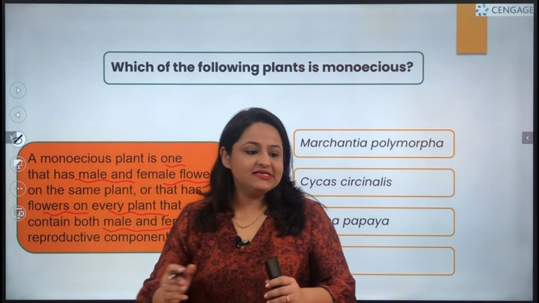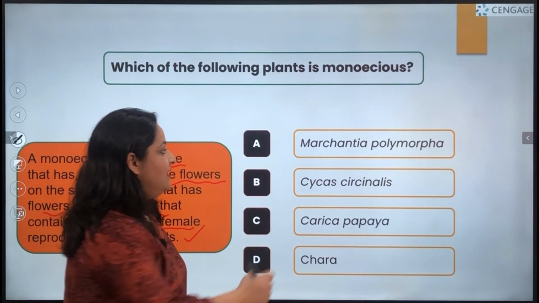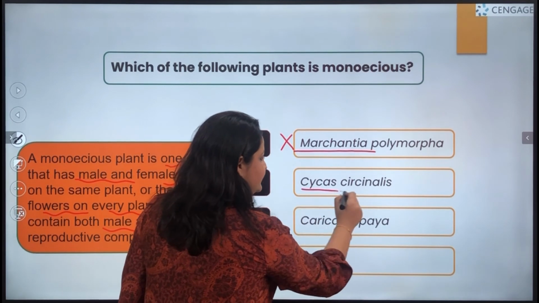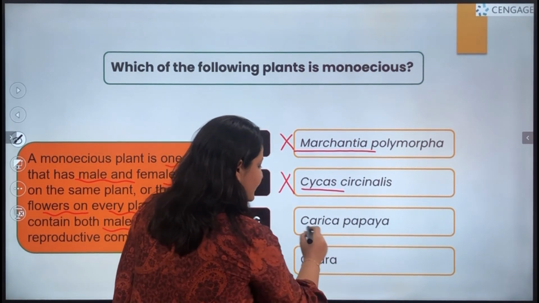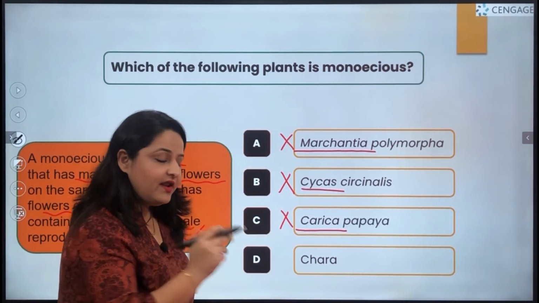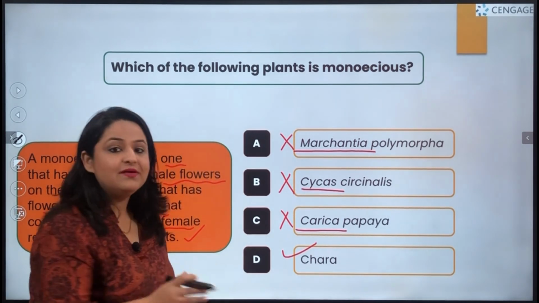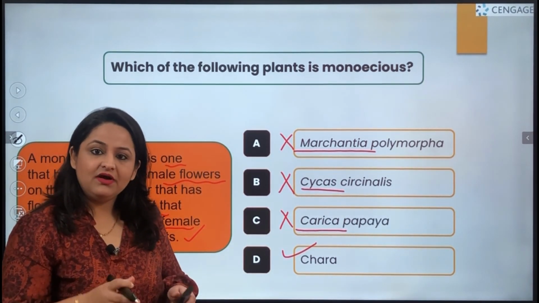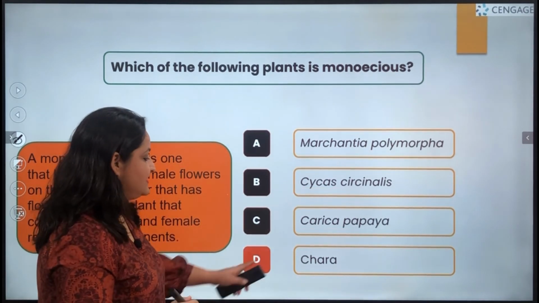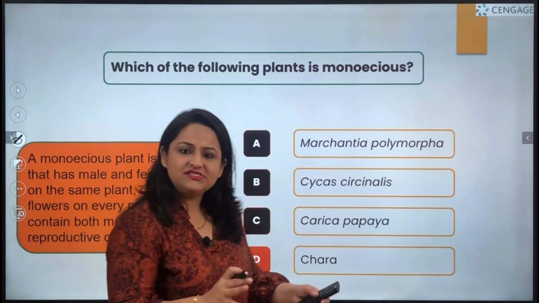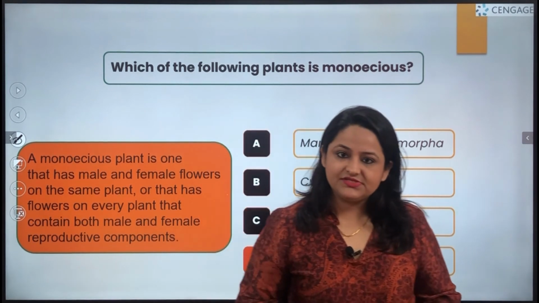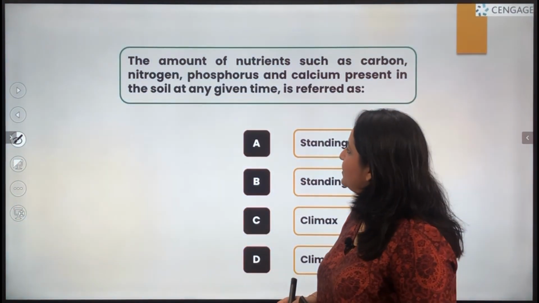Now they are asking for an example of a monoecious plant over here. Marchantia, we know, is not a monoecious plant. Cycas again is not a monoecious plant. Then Carica is again not a monoecious plant. Chara, we know by the examples, is a monoecious plant. That means it is a plant having both the male as well as the female flowers. So the answer to this question will be Chara. This is directly a straight question, more of a theoretical question. Now let's come to another question.